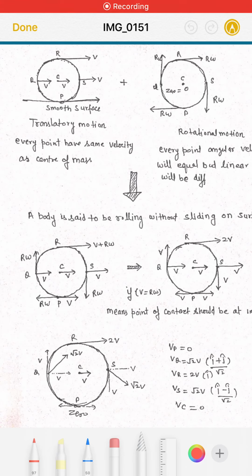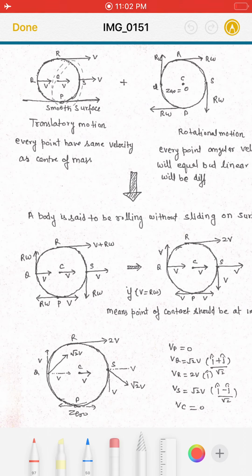Hi guys, this is the concept of a rolling motion. To understand properly what is rolling motion, first we need to understand what is translatory motion and what is rotational motion. So basically translatory motion means each and every point of a body should have the same velocity as a center of mass.